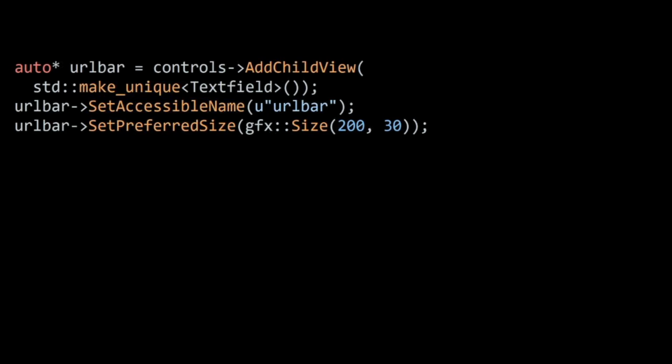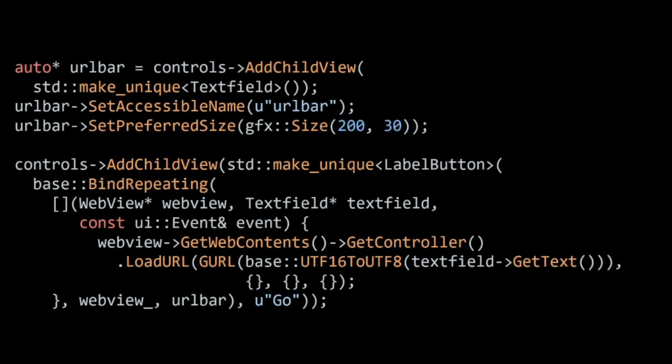So, let's start with URL bar. For simplicity, the URL bar will only take inputs and will load page when a button is pressed. For user input, I created a Views text field and created a Views label button labeled Go. Base bind repeating would be new to you. You can think of it as standard bind function alternative. It generates functor. So here we're adding callback that will be invoked whenever the button is pressed.